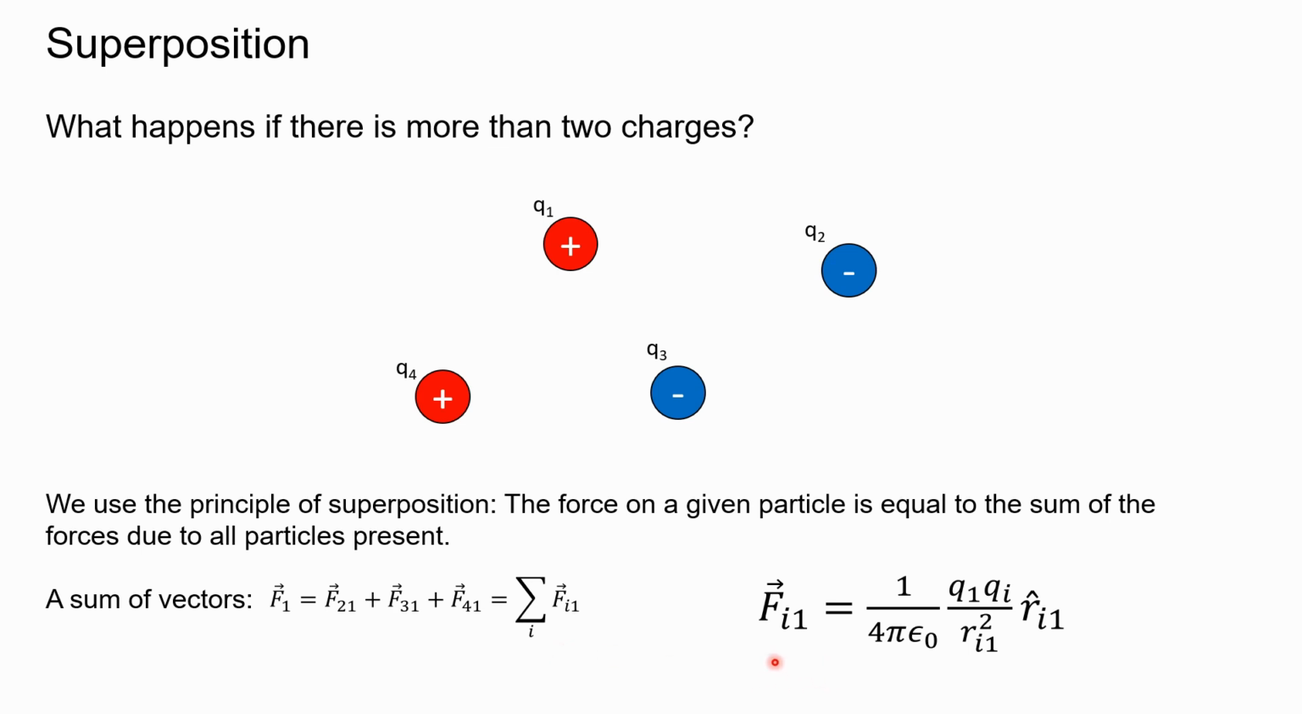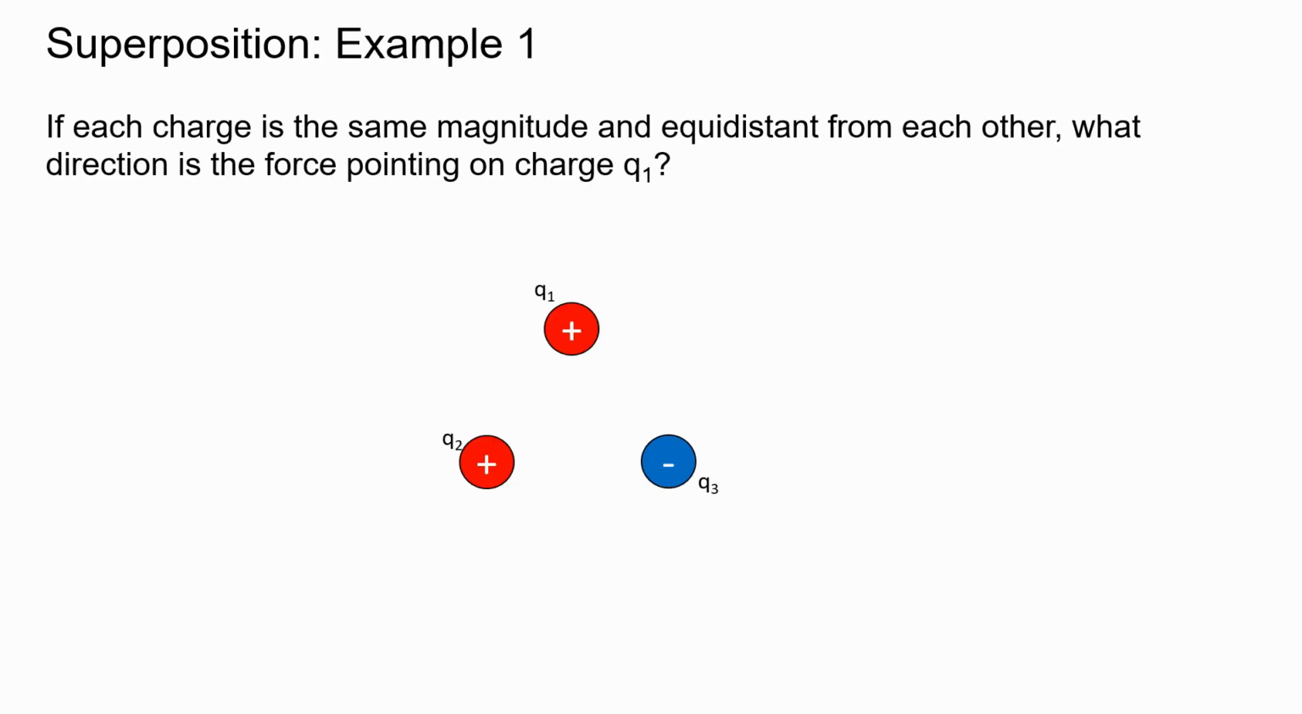This force vector is just given by Coulomb's law: 1 over 4 pi epsilon naught, q1 times qi, whatever particle we're looking at, over the distance between these two particles squared, and then the appropriate unit vector. So perhaps that may have been a little bit confusing. Maybe the math wasn't very clear. So let's do an example.